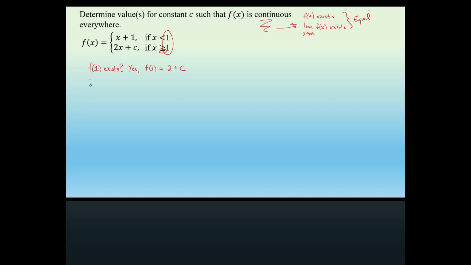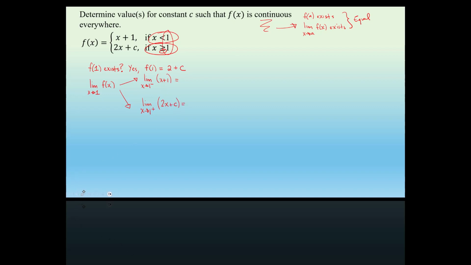Alright, so now let's look at the limit as x is approaching 1 of the function. And just like before, we know for piecewise, we have to look at this limit as x is approaching 1 from the left, and the limit as x is approaching 1 from the right. Well, approaching from the left, our values are less than 1, so that's the first piece, which is x plus 1. Approaching from the right, our values are greater than 1, so that's 2x plus c, which is the bottom piece.